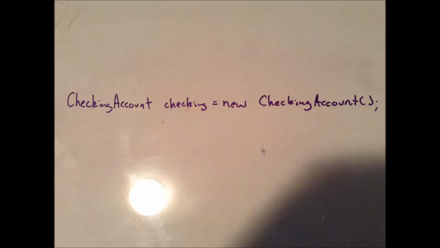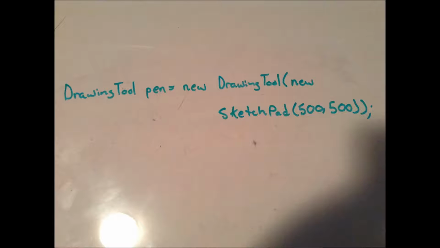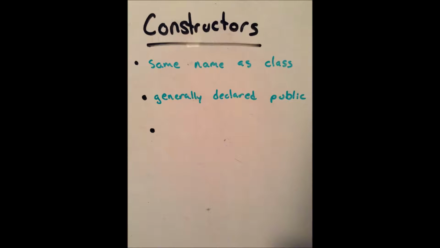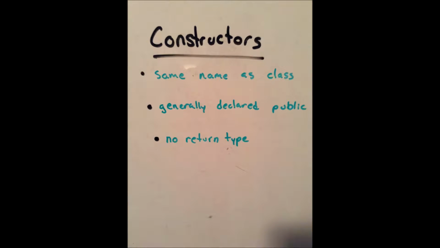For example, when creating drawing tool objects, you are providing a sketchpad object and you do not need to create an identifier for that sketchpad object. Constructors always have the same name as their class. Similar to methods, constructors are generally declared as public to enable any code in the program to construct new objects of the class. Unlike methods, constructors do not have return types.